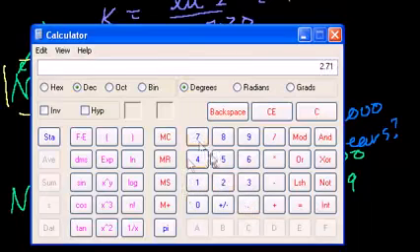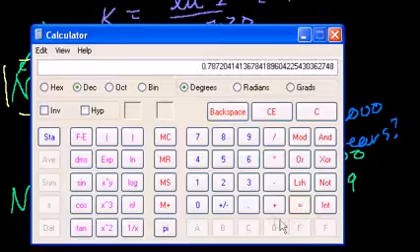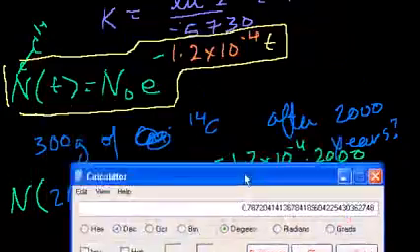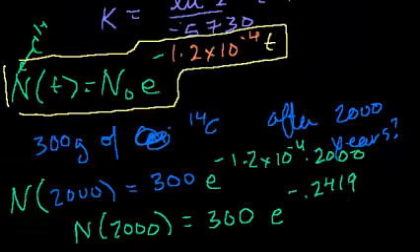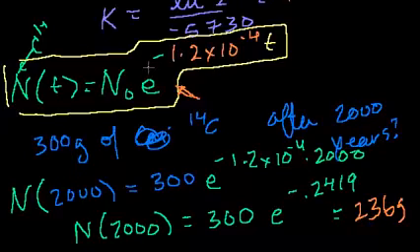I could keep adding digits, but I'll just do 2.71 to the negative 0.24, which is equal to 0.78 times the amount that I started off with, times 300, which is equal to 236 grams. So just like that, using this exponential decay formula, I was able to figure out how much of the carbon I have after an unusual period of time, a non-half-life period of time.